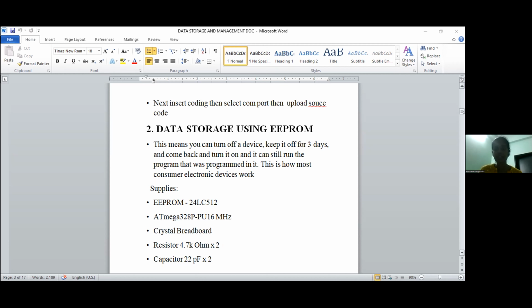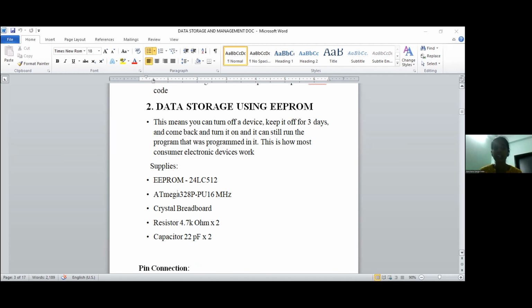So for the Arduino board, we have used this ATmega328P. There are other microcontroller options also, but we have chosen this because it interfaces with this EEPROM better. And coming to the EEPROM, that is the 24LC512. There are also a lot of versions, and based on the data retention, we have selected it.